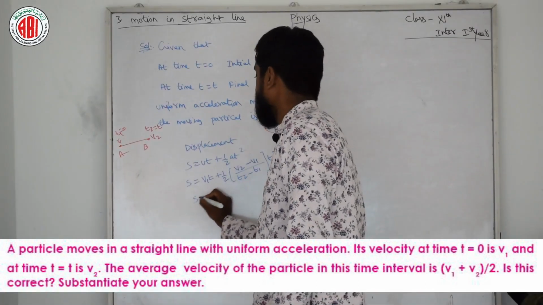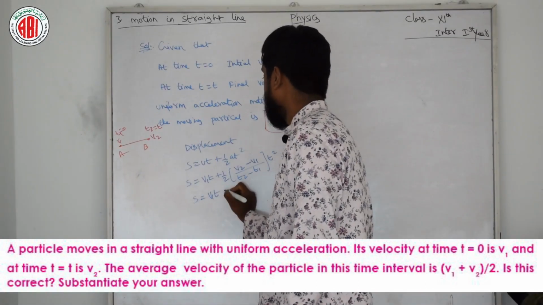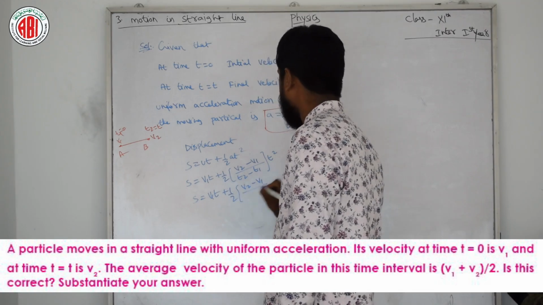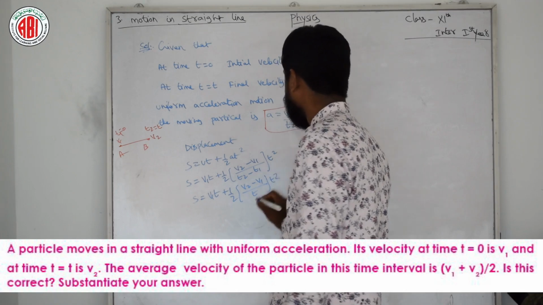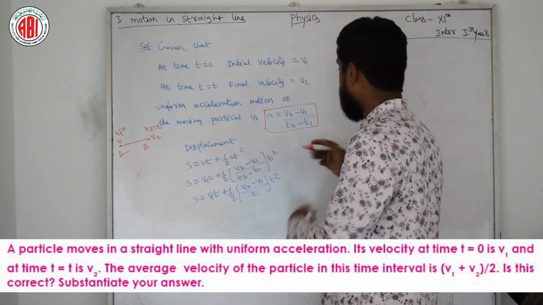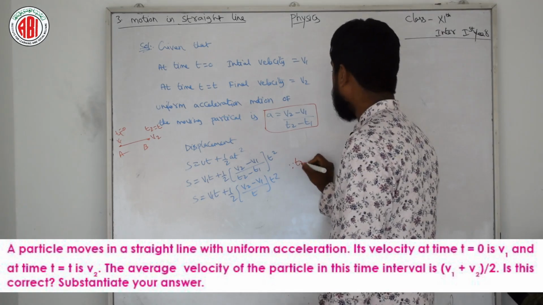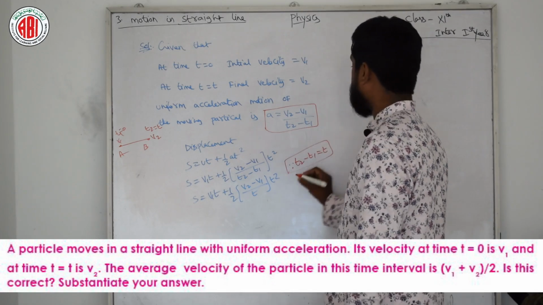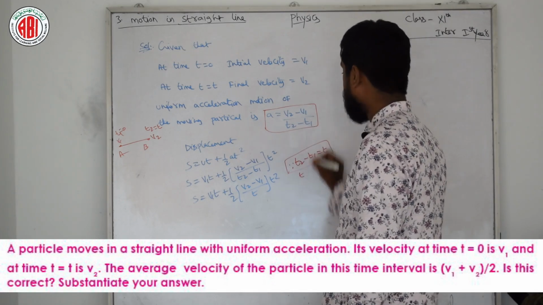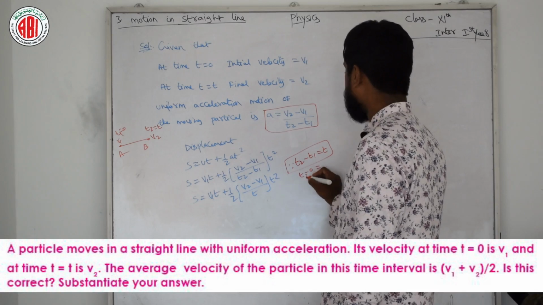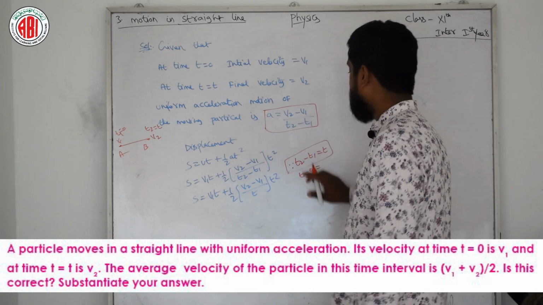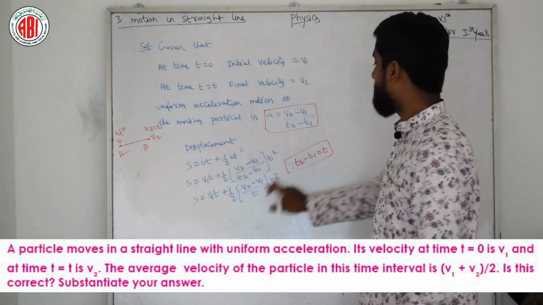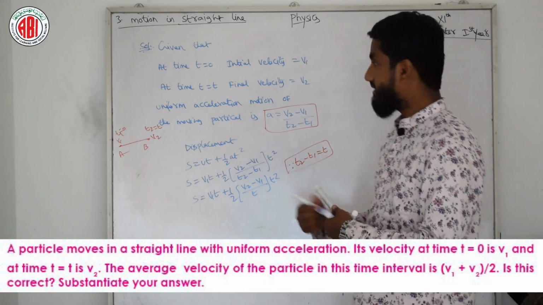Now I am doing one more step. s is equal to v1 t plus half, (v2 minus v1) by t into t square. Why this t? Since t2 minus t1 is equal to t, because t2 is t itself and t1 is 0, so t2 minus 0 is equal to t. Just write this: since t2 minus t1 is equal to t in this step. Hope you understood till here.